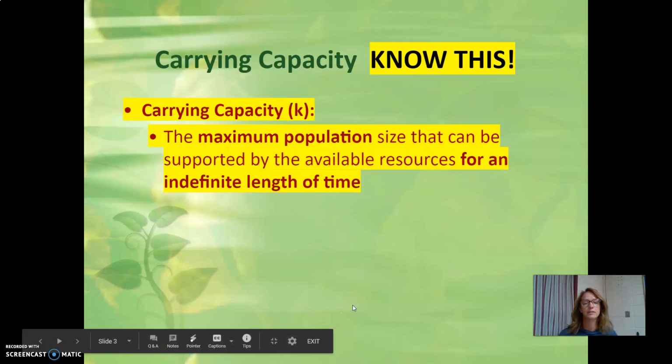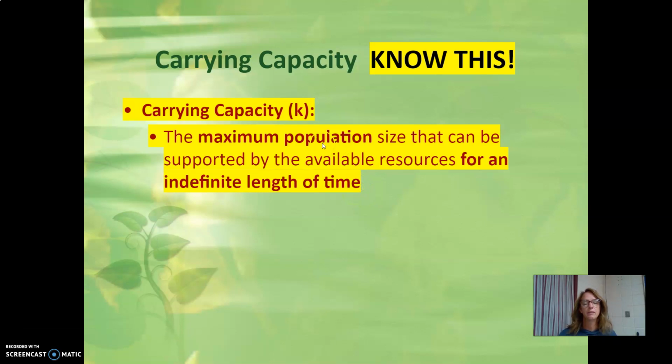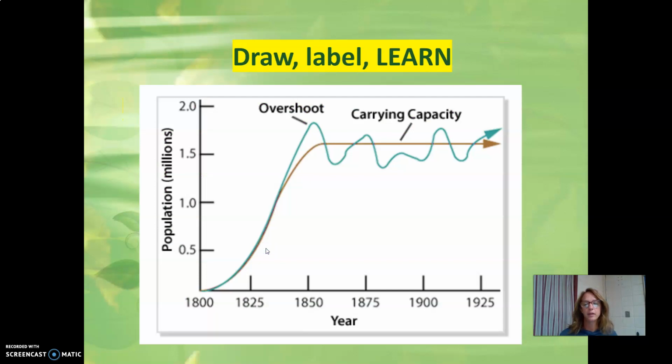So let's learn this. The most important thing you need to understand is carrying capacity. So this definition, please write it down. It's the max of a species that can be supported in a certain area for an indefinite length of time. So populations always fluctuate, but if you look at an average of that fluctuation, then you come up with what is known as a carrying capacity. So this is a graph of a population showing a carrying capacity. Please draw this in your notes and label all these parts.